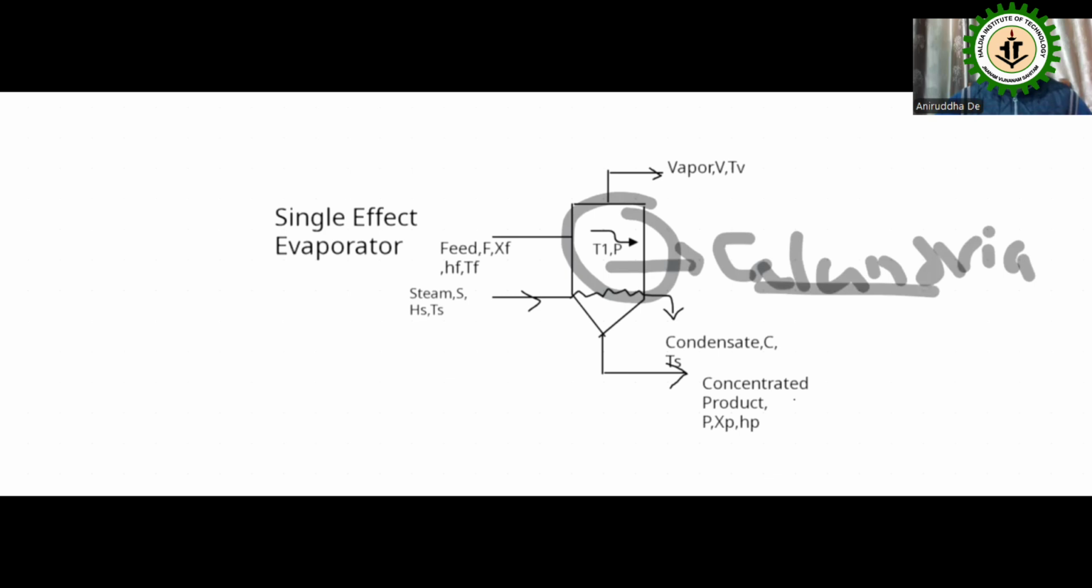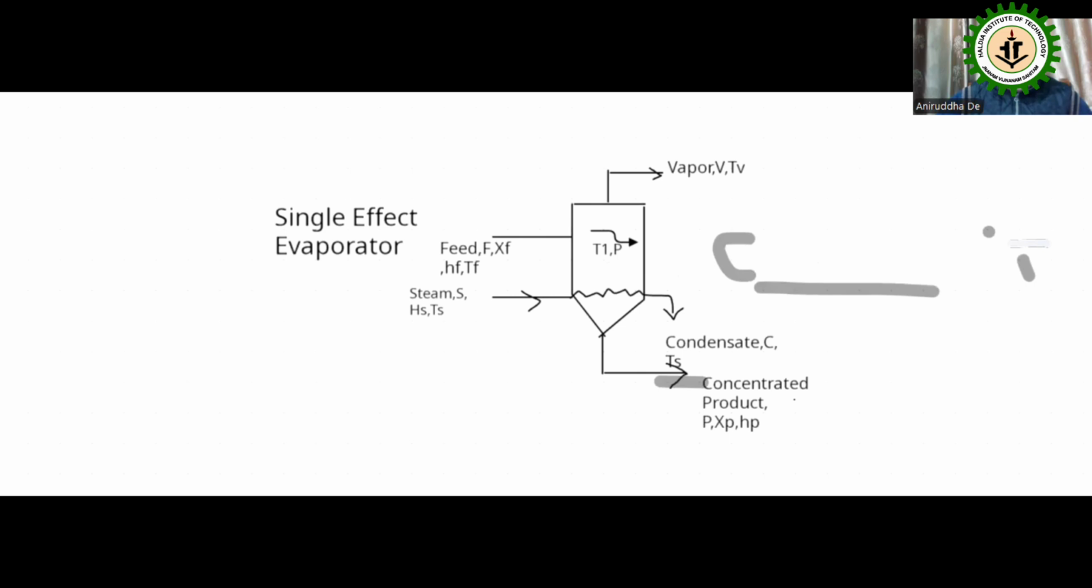By condensing the steam, the heat will be transferred to the liquid foods, and from the liquid foods the water will be evaporated. There will be a vapor separator which will separate it; I will come to that later. So this is the vapor, and from here we will get the concentrated product.